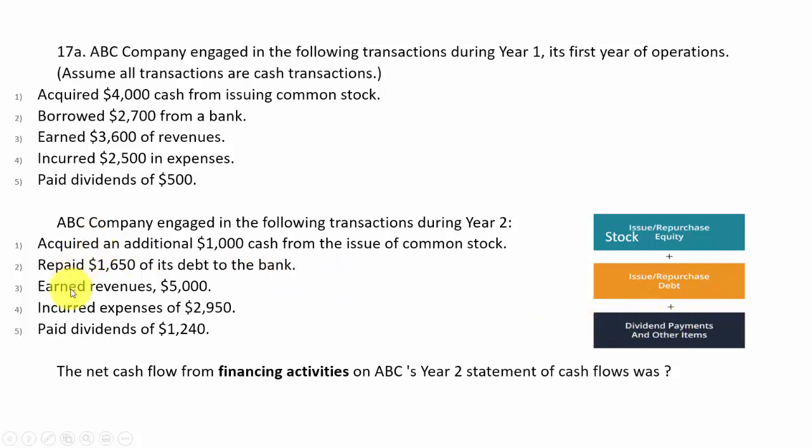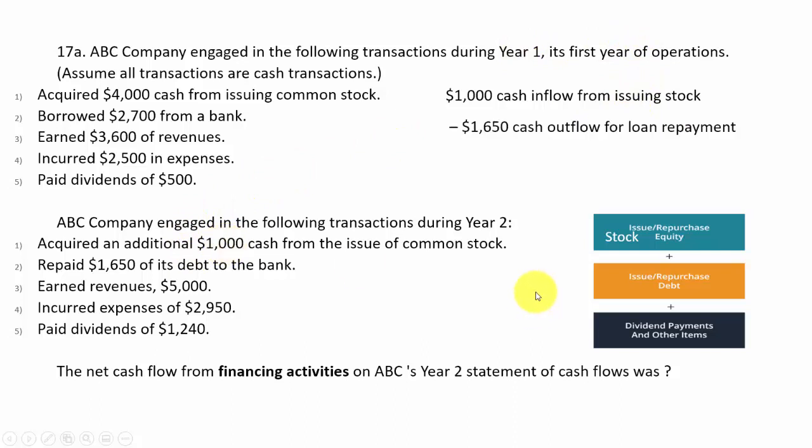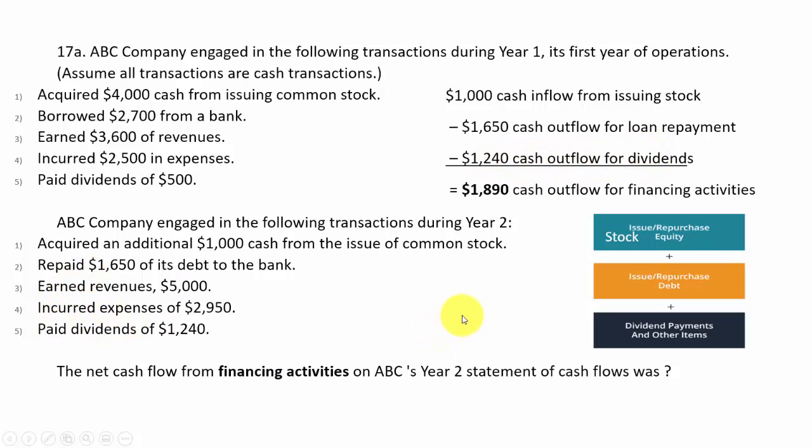So when you look through these transactions right here, here are the financing activities. They are cash inflow for issuing stock, $1,000 right there, that first transaction. Next one would be $1,650 for cash outflow of a loan repayment, which would be this $1,650 right here. Then we've got $1,240 cash outflow for dividends. That was this one. And that's our total, which is going to be a total net cash outflow since it's a minus number here. Cash outflow for financing activities for $1,890.